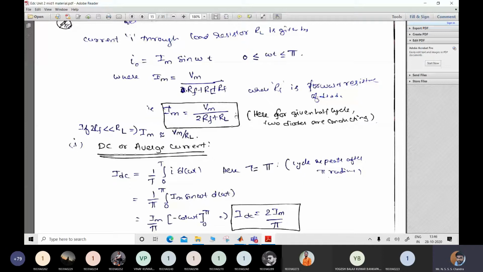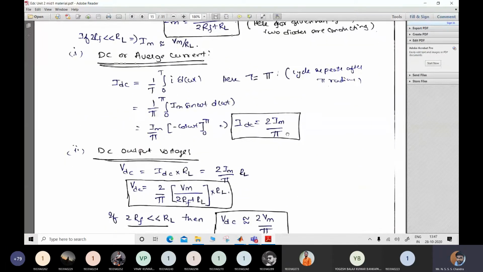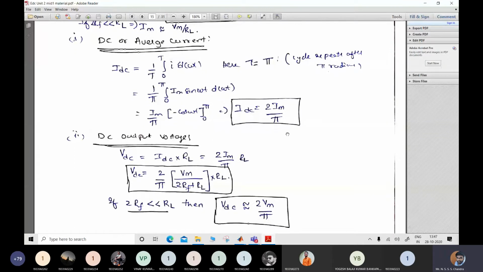Yes, sir, this we have derived. So IM is equal to VM by 2RF plus RL. We are getting 2RF because in one half cycle we come across two diodes which are in the on condition, so the current has to pass through the two diodes, and the two diodes are in series. Then we found the average current also. The average current we got is 2IM by pi.